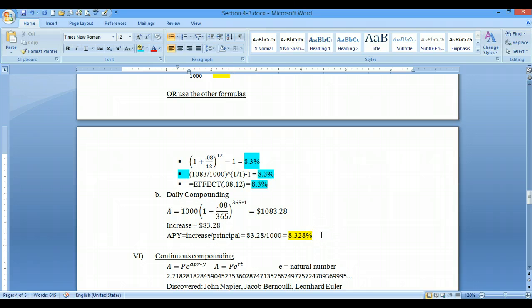So what's better than monthly compounding? Weekly compounding? Better than that?